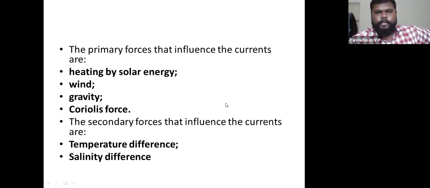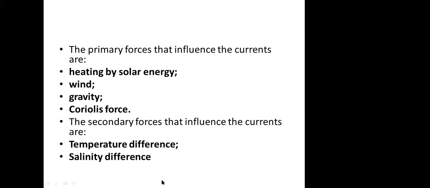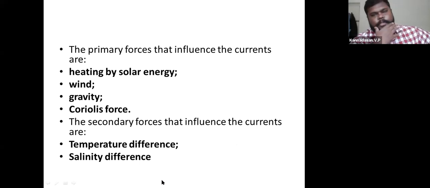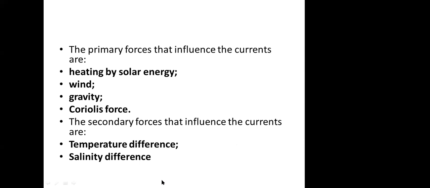The primary forces that influence the current, as I said: first is the solar energy. Second, wind, gravity, Coriolis force. So, what is Coriolis force? Force resulting from the rotation of Earth. Simple, right? So, rotation of the earth creates this Coriolis force.